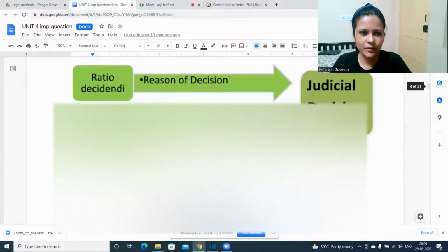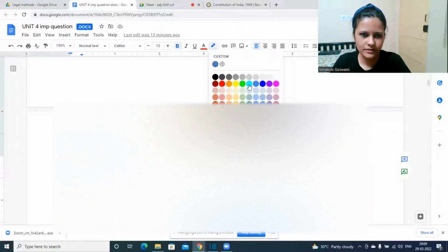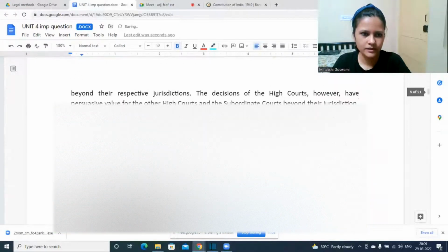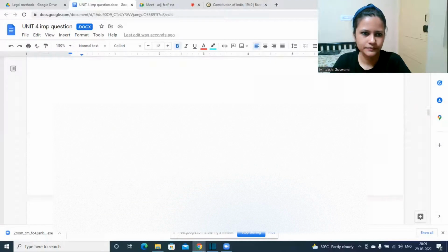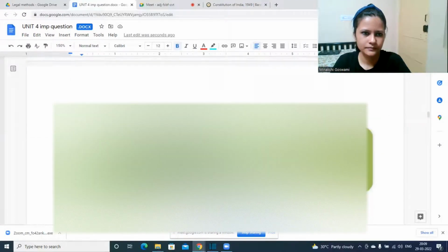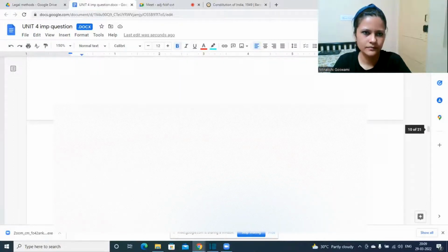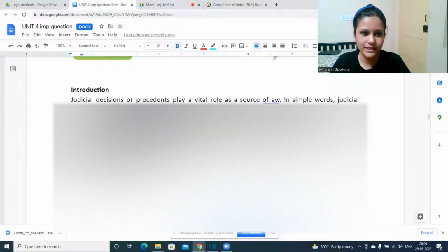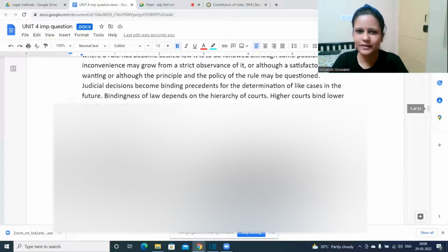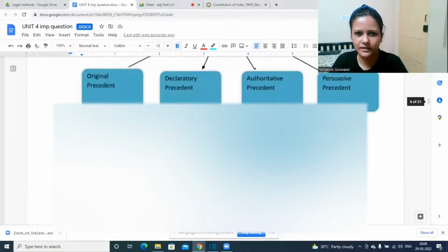So this is a very important concept that you have. There are some similar kinds of questions, like binding force of precedent and all that. These are the same kind of questions only, a little bit different here and there, like binding force of stare decisis and all that.